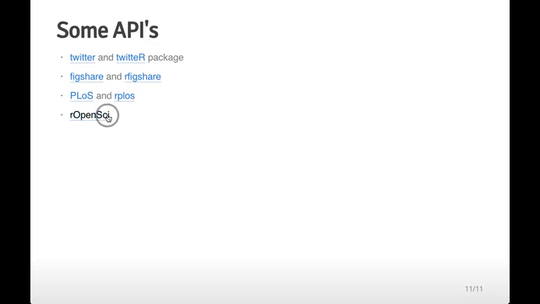Finally, if you go to rOpenSci, this is a collection of packages of which the rfigshare package and, I think, the rPLOS package are both components. And these are a bunch of R packages that allow you to access all sorts of scientific data that is free and available on the web. So that's, like I said, just a quick tour of some of the places that you can get data if you don't have some already.